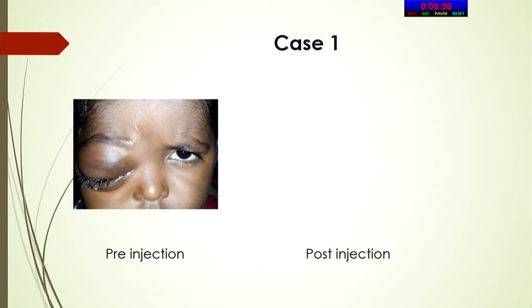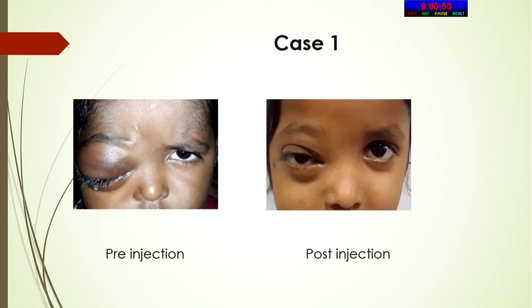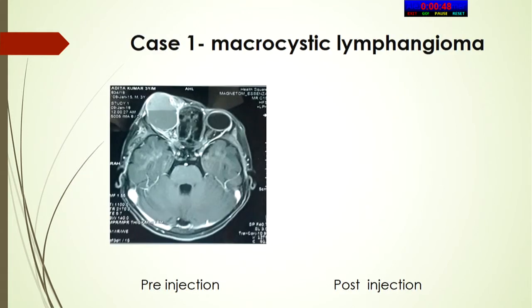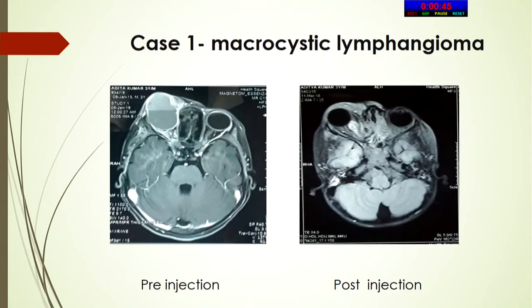This was a case which had a massive swelling and a proptosis, and this is the post-injection finding. These are the MRI pictures where you can see the very clear fluid levels in this. And now after the injection, you can see how much the lesion has regressed.